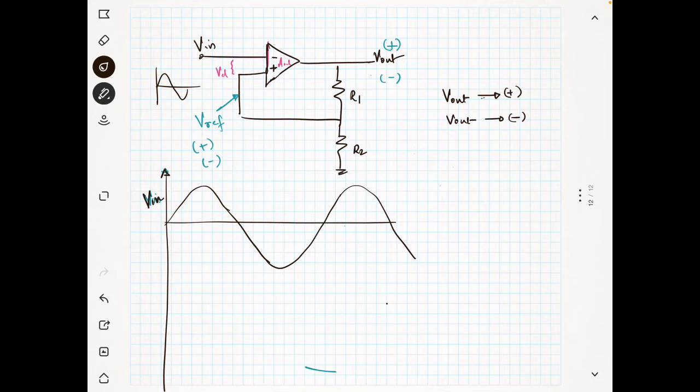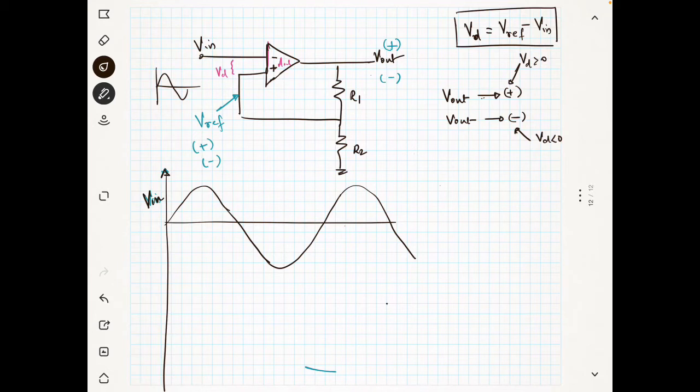Okay, if Vd is positive, this will happen if Vd is greater than 0, and this will happen if Vd is less than 0, right? Because, and what is Vd? Vd is nothing but V reference minus V in, right? Because that is Vd that we have seen already in the previous circuits.